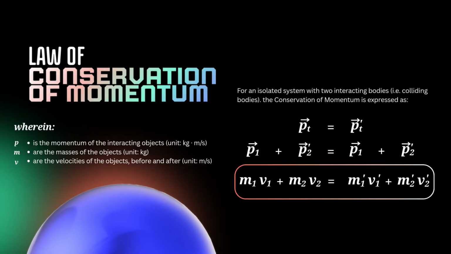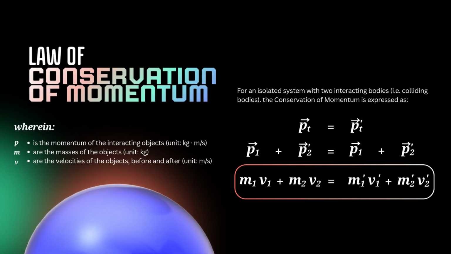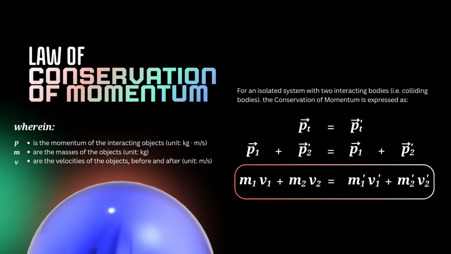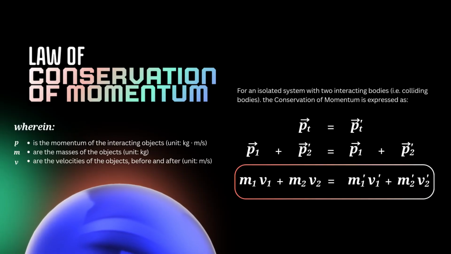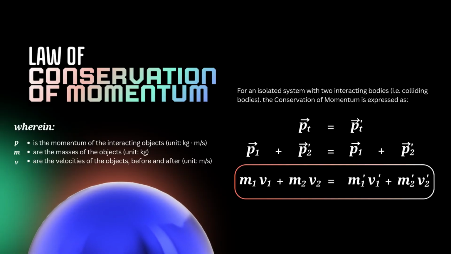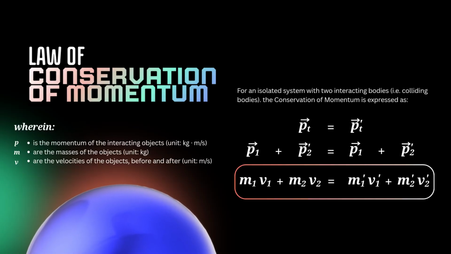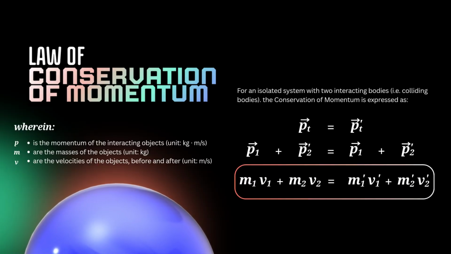Here, m stands for mass and v signifies velocity. These are the core elements that determine the momentum of an object, which is measured in kilogram meters per second. Remember, the law states that the total momentum before the collision is equal to the total momentum after, provided no external forces act on the system. This principle is crucial in understanding how momentum is conserved in collisions, which we'll explore further in the next discussion.